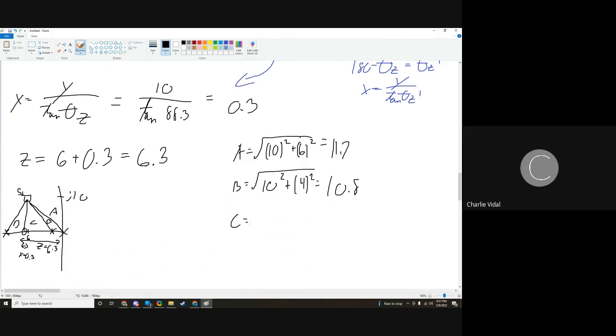C, 10 squared plus 0.3 squared equal to 10. It's a very, very small value. It's like 10.007, I believe. So I just left it as 10. And then D, 10 squared plus 14 squared equal to 17.2. Okay, so we have that.